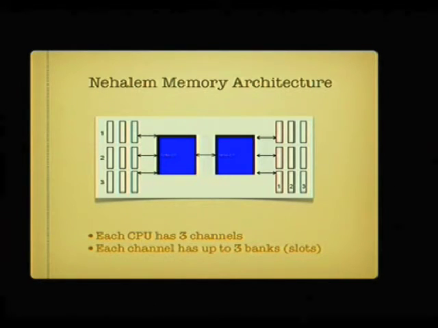Every DIMM you put in a memory channel slows it down. So you want to have 1 DIMM per memory channel optimally, or you can have 2 DIMMs per memory channel and have pretty good performance. If you put 3 in, your performance suffers by almost half.